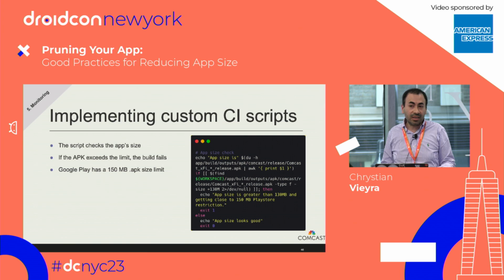Google Play has a limit of 150 megabytes for your app bundle. You can go around that limit by using Google Play on-demand delivery to provide your user a larger experience. But that's the limit, right? So we monitor it that way with CI, super simple script.